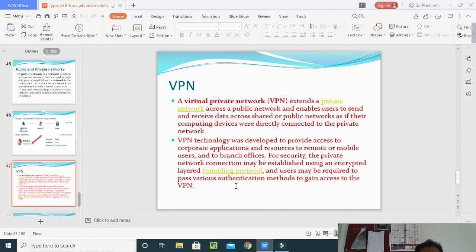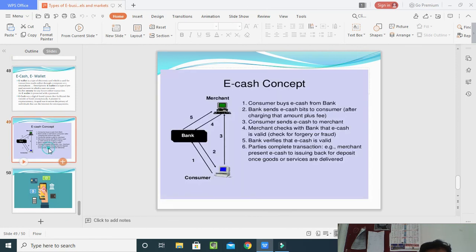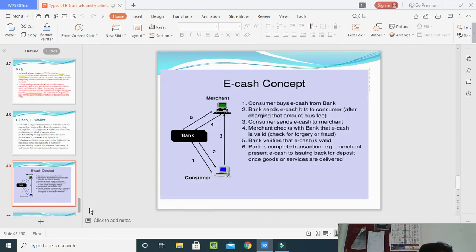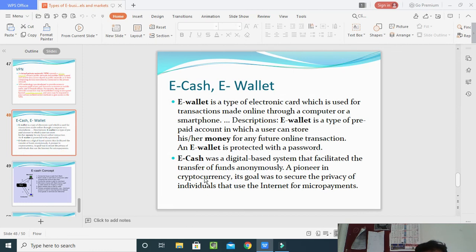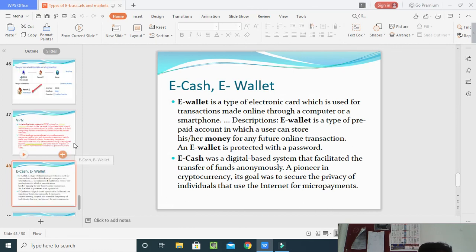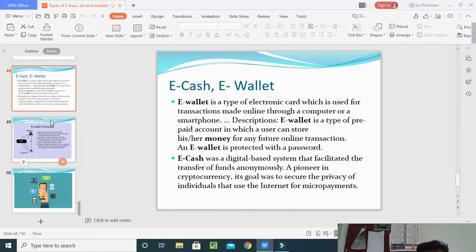Sending information, getting information will take place with the help of the VPN network only. So it is working like a network between two customers. If I show you the picture, you will be able to understand. Now here, what do you mean by eCash? Then we'll see what is an eCash and e-wallet.